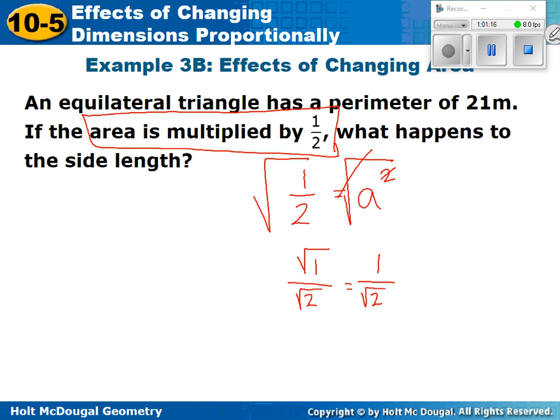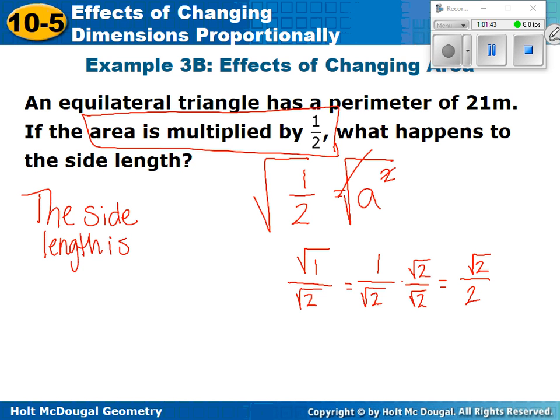We can't leave that, so Sean said we need to multiply by square root of 2 over the square root of 2. So what do we get? Square root of 2 over 2. So what happened to the side length? It was multiplied by the square root of 2 over 2. So the answer would be the side length is multiplied by square root of 2 over 2.